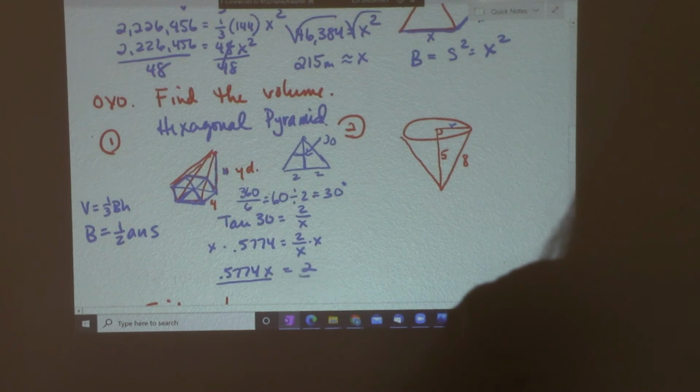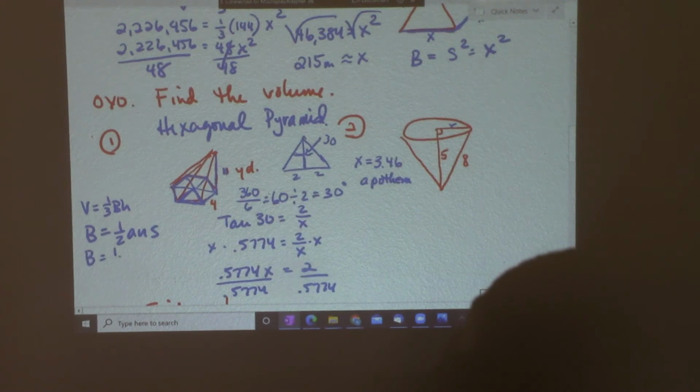I'm going to divide by 0.5774. And what I get for x is 3.46. So that is my apothem, sorry, apothem.